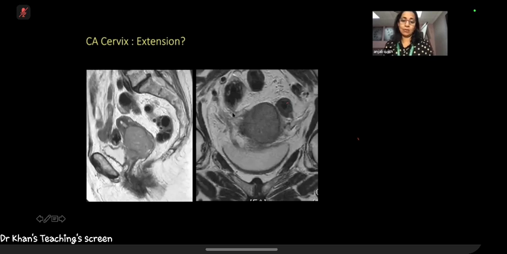So we can see, although parametrial involvement is there, if the bladder involvement was not present, this would have been a stage 2B disease. Okay. So clear? Yeah. Okay.